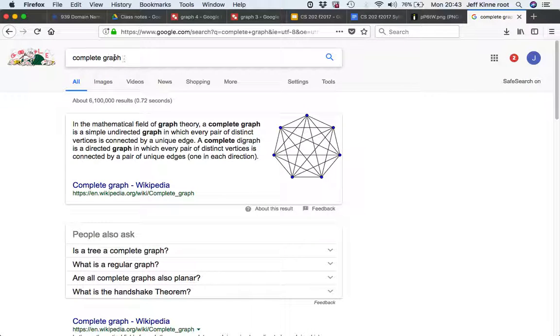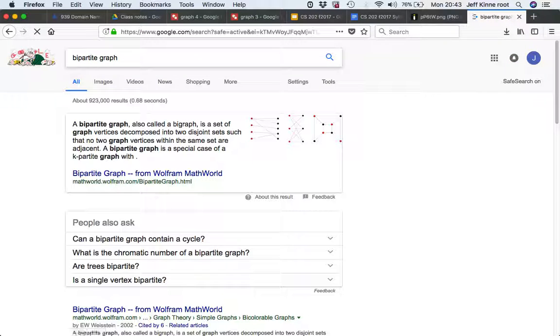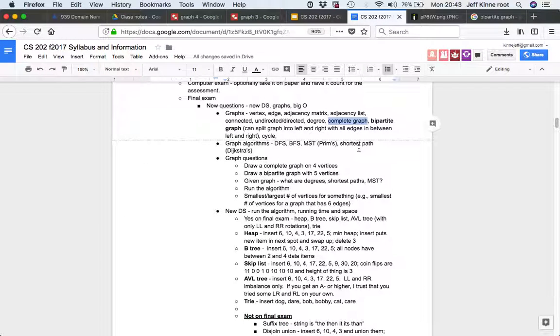We'll look at a picture of a bipartite graph. Okay, there are some examples. So here I can draw a line straight up there, and all the edges go from the left half to the right half. There are some other examples of bipartite graphs. And I think that's good enough for you for graphs.